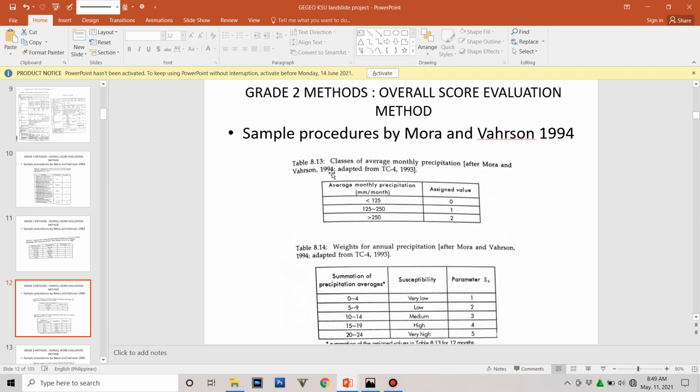And then we have here the classes of average monthly precipitation. So this refers to the precipitation data, the average monthly precipitation. If we have less than 125 and greater than 250, as well as this range, we have the following assigned value. And also it considers the weight for annual precipitation. So the summation of precipitation averages, we have the following susceptibility ranking.